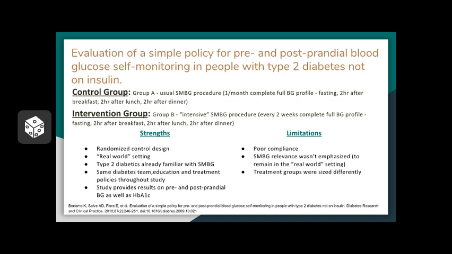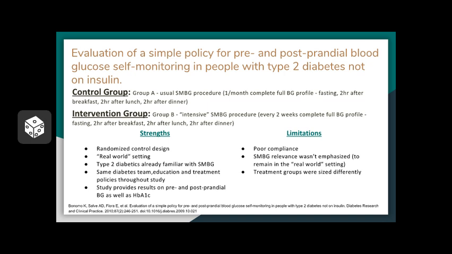So the strengths of this study were that it was a randomized control design. They used real world settings. The type 2 diabetic patients were already familiar with the SMBG procedure, and at the diabetes clinic that they went to, they had the same diabetes team, the same education, and same treatment policies throughout the study. And then another strength of this study is that it provides results on pre- and postprandial blood glucose levels as well as HbA1c levels as results for the study.